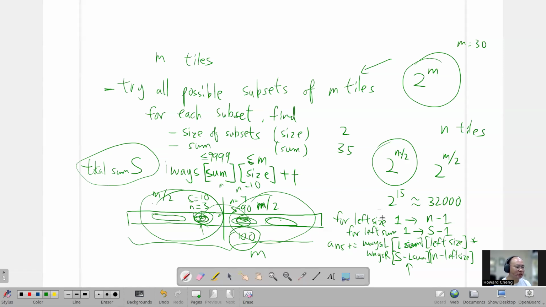This is sometimes called a meet in the middle approach. You split it into two, and then you pick the two sides and try to match them up. It's a way to reduce a problem of complexity 2 to the m, which might be too much, to 2 to the m over 2.